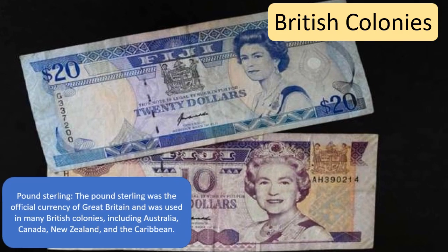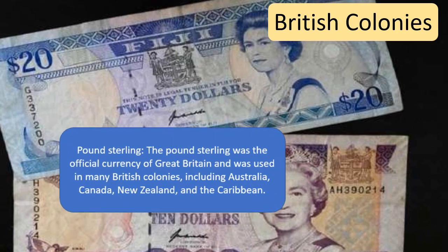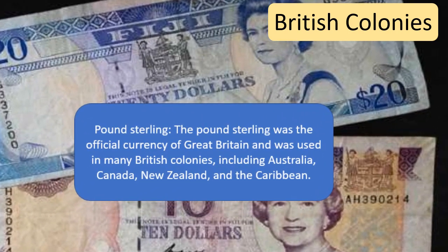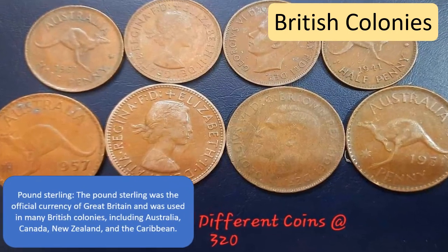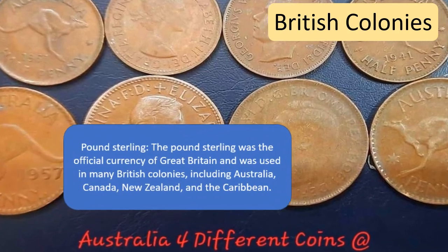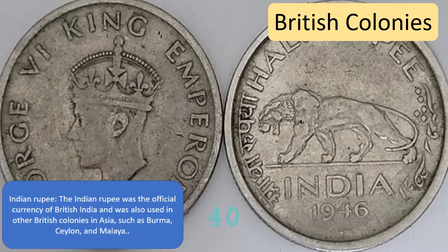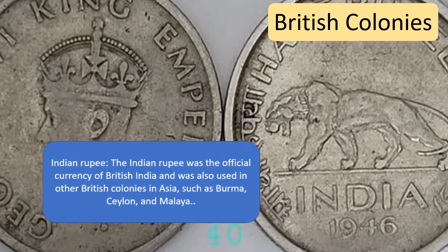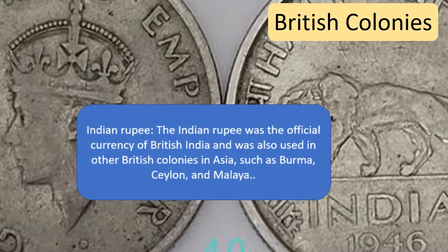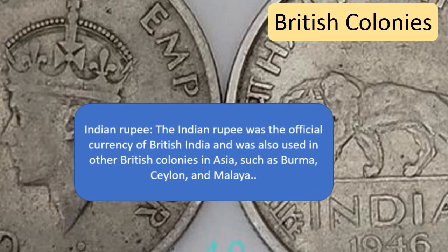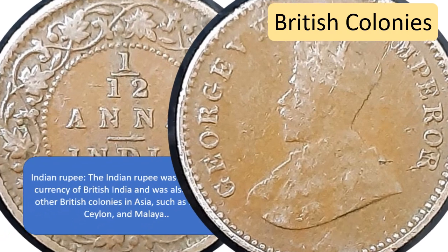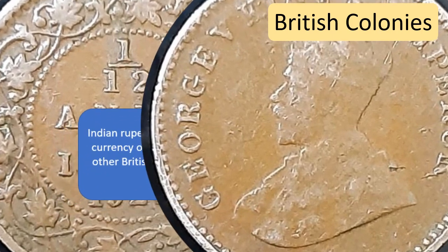Pound sterling. The pound sterling was the official currency of Great Britain and was used in many British colonies, including Australia, Canada, New Zealand, and the Caribbean. Indian rupee. The Indian rupee was the official currency of British India and was also used in other British colonies in Asia, such as Burma, Ceylon, and Malaya.